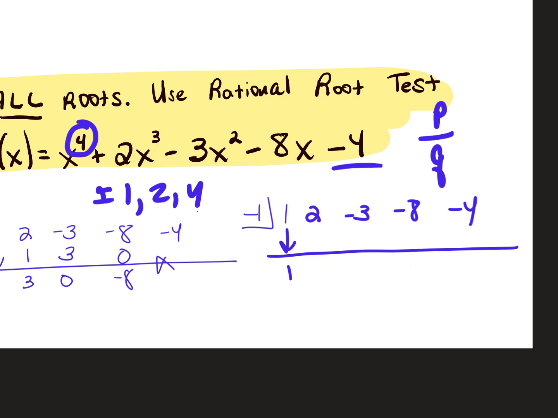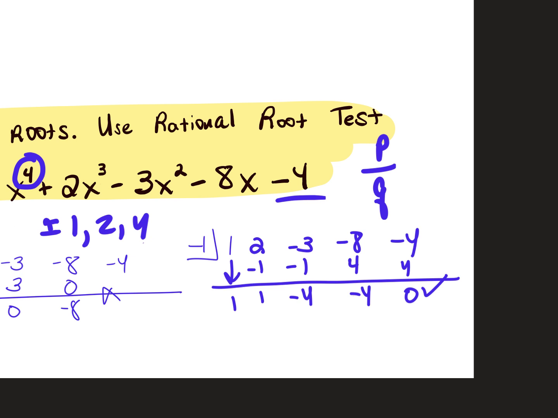So multiply to the corner. 1 times negative 1, negative 1. 2 minus 1 is 1. 1 times negative 1 is negative 1. Negative 3, negative 1 is negative 4. Negative 4, negative 1 is 4. Negative 8 and 4 is negative 4. Negative 4 and negative 1 is 4. Negative 4 and 4 is 0. So what did you guys just prove? Yep. x equals negative 1 is one of my zeros.